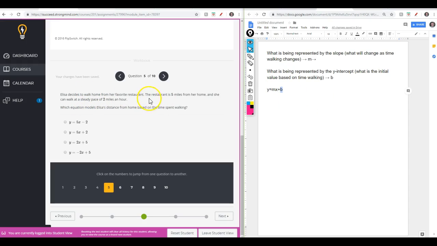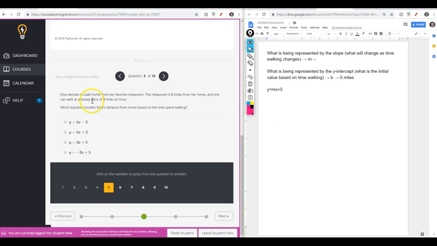So if we look back at this, the restaurant is 5 miles from her home and she can walk at a steady pace of 2 miles per hour. So now I'm thinking to myself, okay, what will change as time walking changes? Well, how many miles she's covered will change as time walking changes. So my next question is, is the initial value of miles 5 miles or 2 miles? So this says it is 5 miles from her home. She decides to walk home from her favorite restaurant. So the initial is she is initially 5 miles from home. So right here is going to be 5.